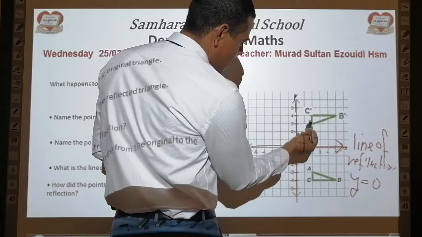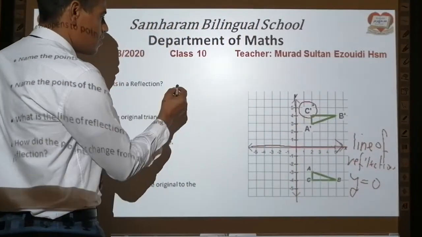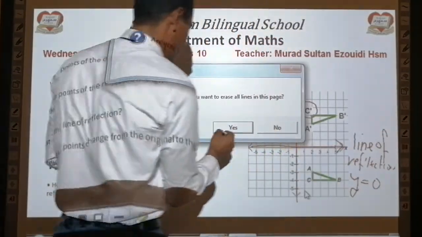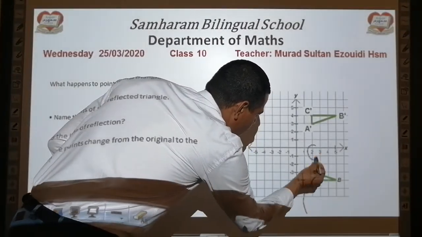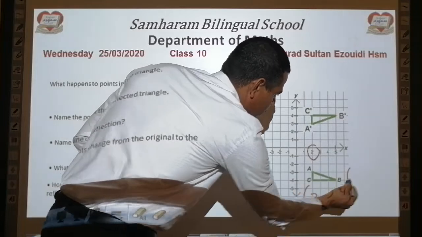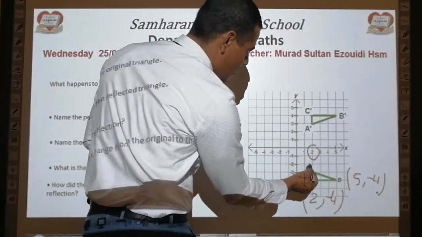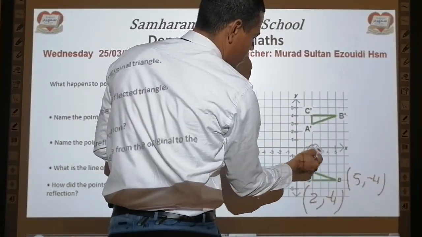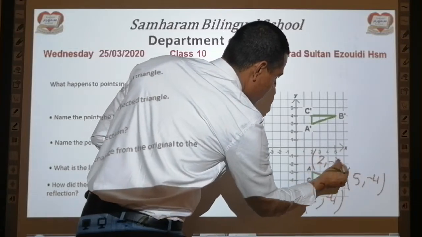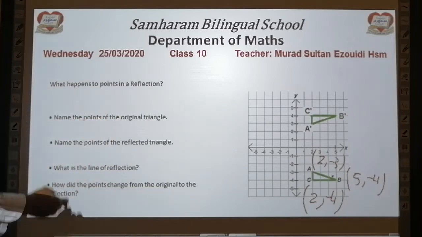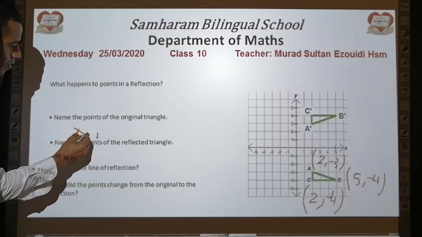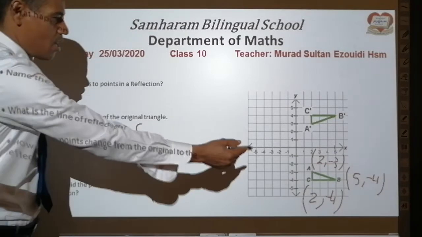So this point C has the coordinates of what? I will erase everything to get space. C has coordinates 2, negative 4. Then B, my kids, has coordinates 5, negative 4. Then A has coordinates 2, negative something. Name the points of the original triangle: A, then B, then C, and we write their coordinates.